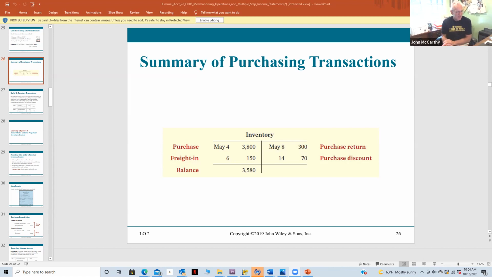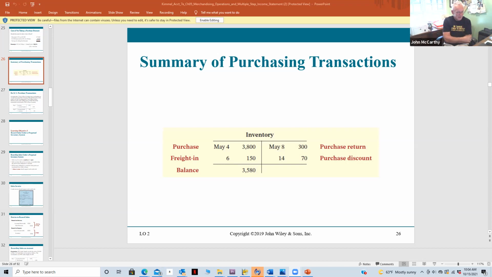On May 6th, we pay the freight company $150 because we're paying the freight on the inbound goods. That's a component of inventory cost. In this case, it's $150. We'll debit inventory. The nature of that is freight in, and credit. The way I'm going to do it is I'm going to credit cash on this one that we pay immediately.